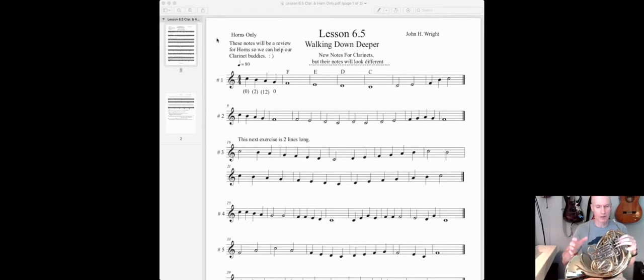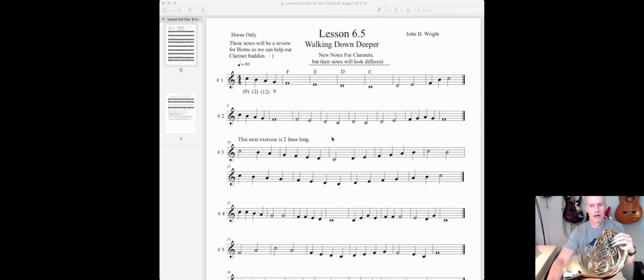Now, French horn players, we're going to help out our clarinet buddies. If the band director wants us to play along with the clarinets, that's okay, or you can just play this on your own, either way. But we're going to just review these notes here, and the fingerings are right there. Of course, the fingerings are the same for the single horn in these particular notes. But you know these notes.